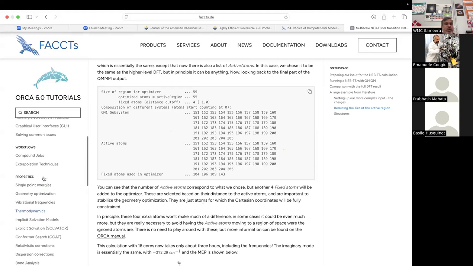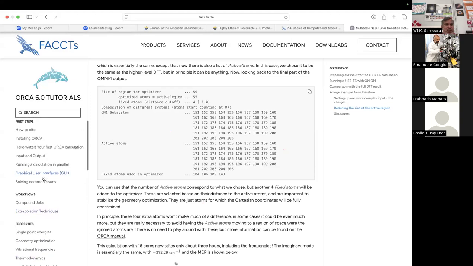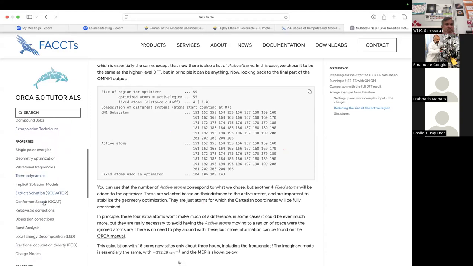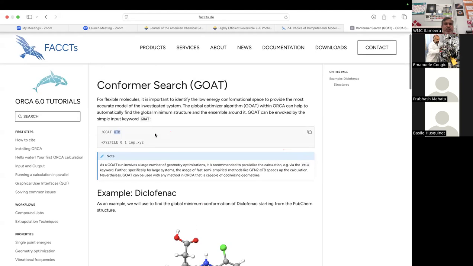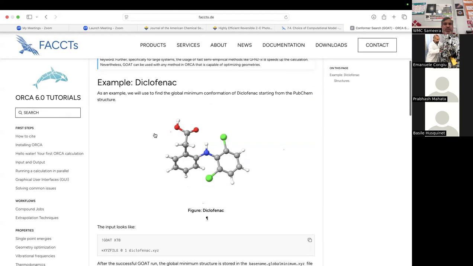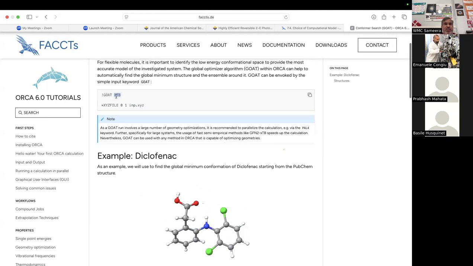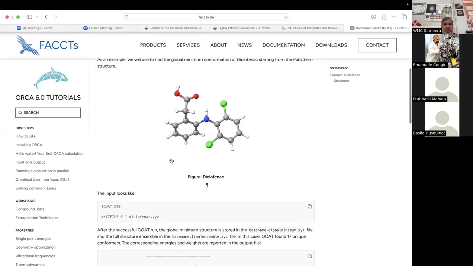Now here you can see a nice example about conformational search. You can perform conformational search. Here you can use XTB. This example computes conformations of this molecule. You can simply run XTB calculation and give the coordinates here. You know how to do it right now.